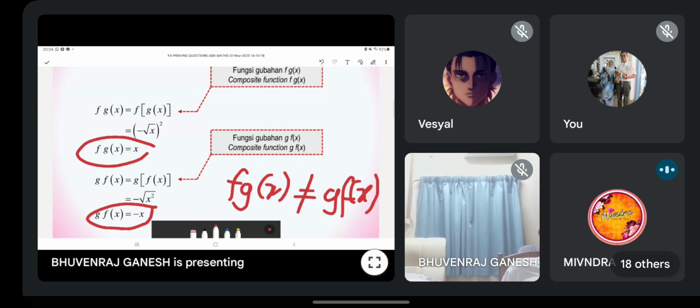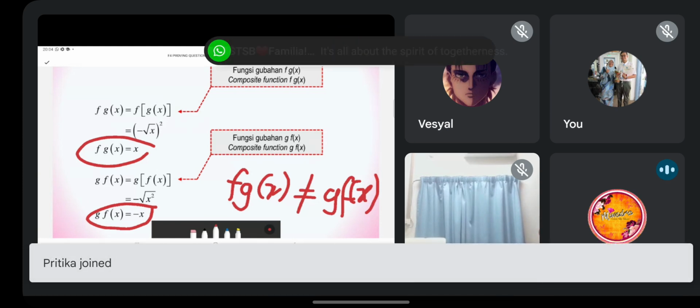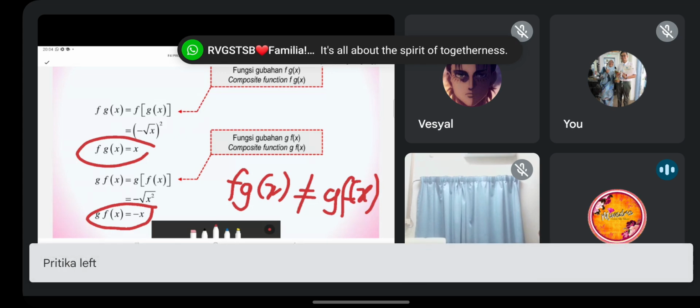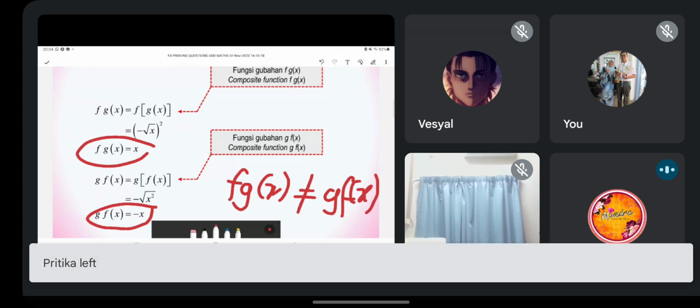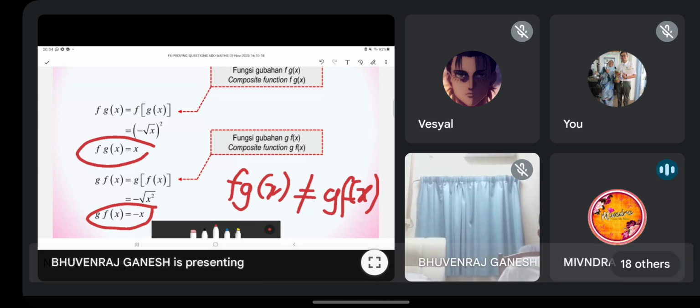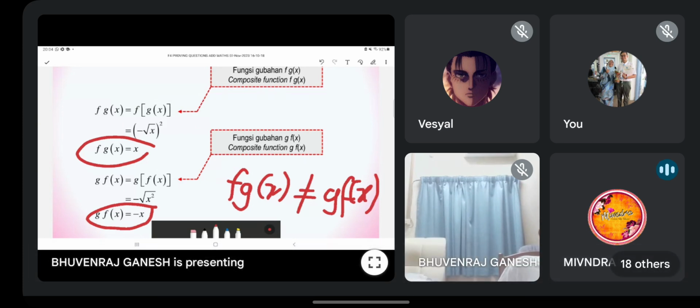And for gf(x), dalam g(x) masukkan f(x). So dalam negative surd x tu kita tukar x tu jadi x square. So you will get negative x lah. Negative as usual negative, and surd tu kita boleh cut dengan square. So negative x. Kena sama baru fungsi songsang. So dalam soalan ni berbeza kan? So tak lah. Itu je.